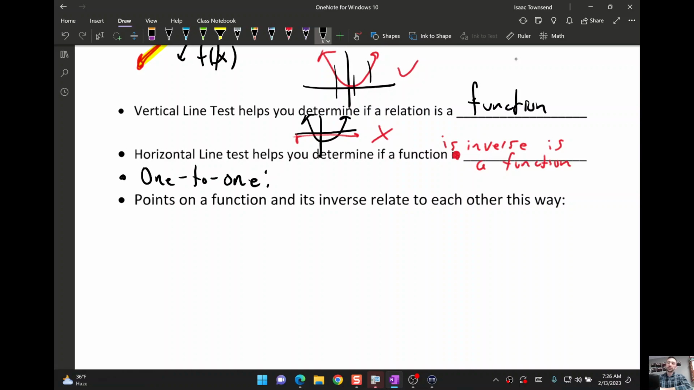We'll throw it at you, but also I know this comes up on the ACT. It has to pass the vertical line test, so it's got to be a function, and it's got to pass the horizontal line test. So that is, its inverse is a function. Like x squared is a function, but it's not one-to-one.